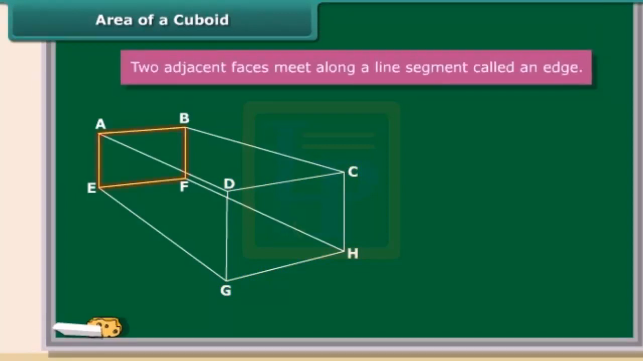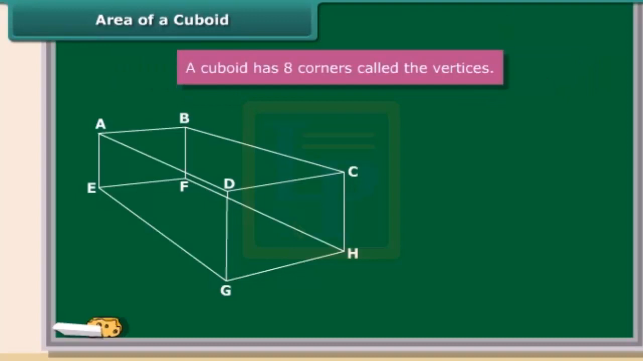Two adjacent faces that meet along a line segment is called an edge. It can be seen that a cuboid has 12 edges in all. A cuboid has 8 corners called the vertices. A, B, C, D, E, F, G and H are the vertices of the cuboid.